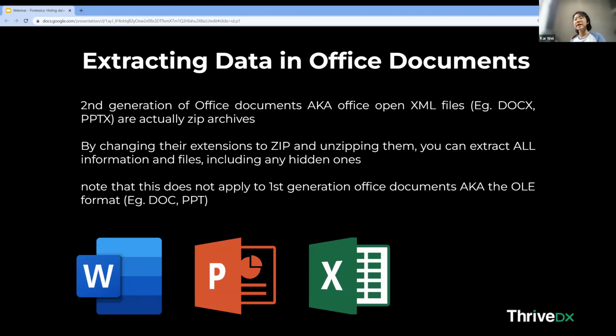This can specifically be done on second generation Office documents, also known as Office Open XML files. These files are the ones with the X behind the extension. So you have docx, we have pptx, and what is Excel called? XLSX. Yes, these are actually zip archives, the way they're structured, even though they're Office documents. Technically, by changing their extensions to zip and unzipping them, you'll be able to access all the files or assets included in these documents. And this makes it easy to check whether any hidden information or data exists in these files.